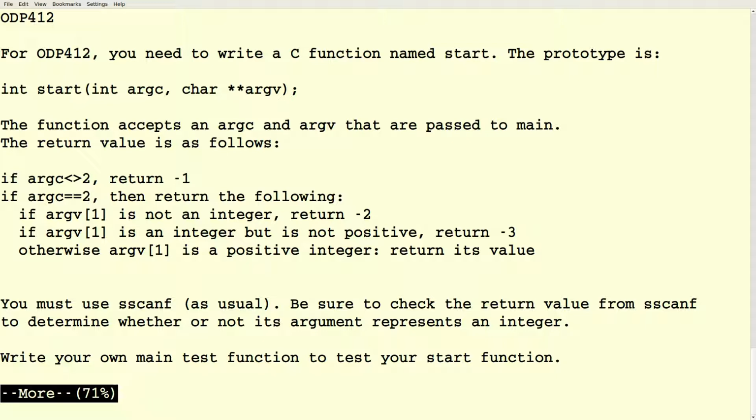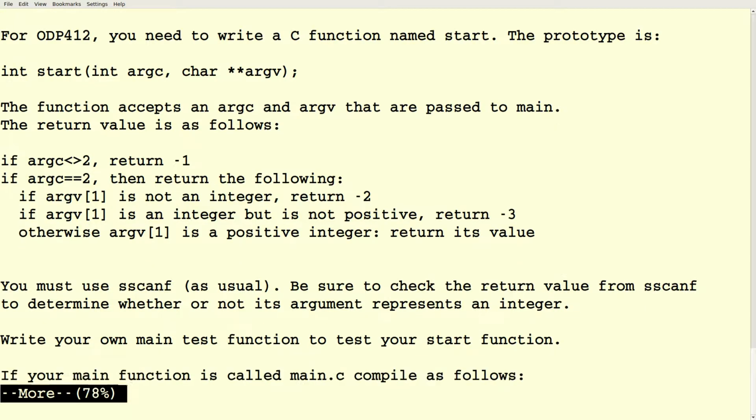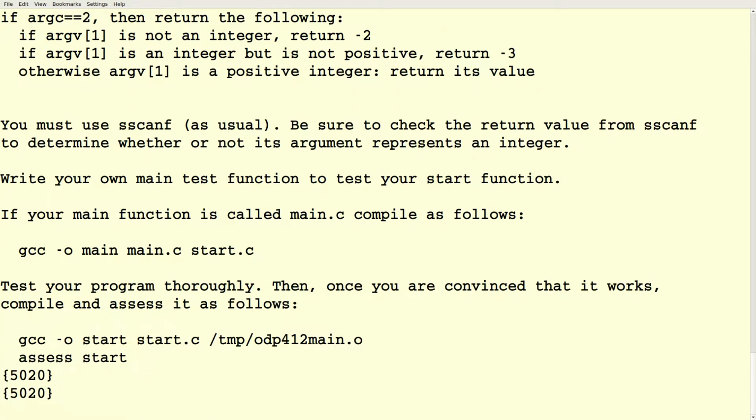But the way to test it, probably write an int main, parentheses, int argc, char star star argv, and then int result equals start, and just pass argc argv from main, and then look at the value of the result. And so run your main program with different arguments, and if you run it with exactly one integer, it should print the value of the integer. Otherwise, it should print one of these error codes. And the rest is boilerplate. That's ss start, start.c.